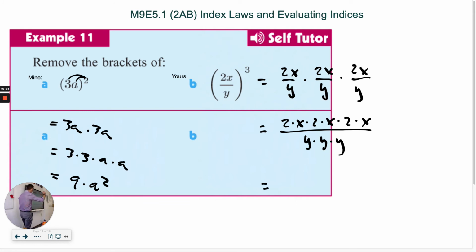Okay, so 2x over y cubed means 2x over y times itself 3 times. When you're multiplying fractions, like a half times a 3/4, you multiply everything on top and everything on the bottom. We're just going to do the same thing here. Multiplying the 2 and the x and the 2 and the x. I broke it up with a bunch of dots. It helps me visualize how to recombine things.